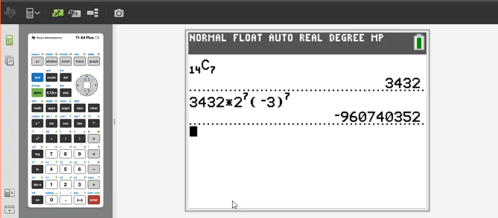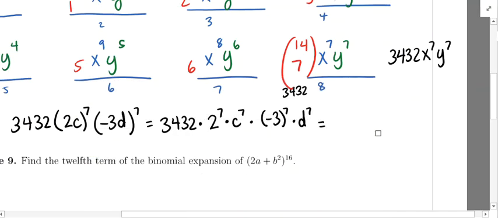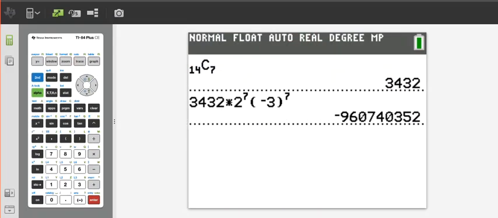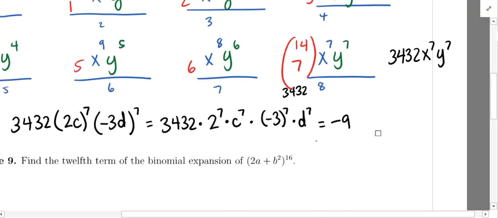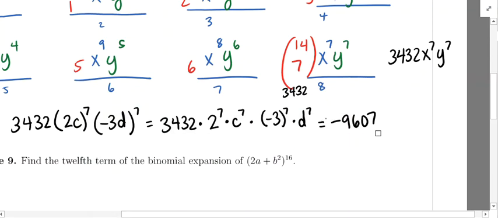Here is going to be the crazy coefficient. That's a huge number. So let me try to write this down. It's going to be negative, I've already forgotten what it is, 9607 40352.